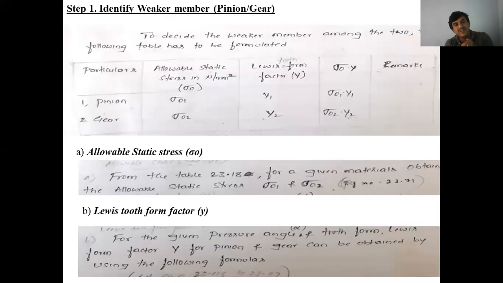First, you have to identify the weaker member. This is step number 1, identify the weaker member. Which one is weaker? Whether the gear is weaker or the pinion is weaker? How do you decide? We have a table, so go for constructing a table. In the first column, particulars, always 1 stands for what? Pinion. 2 stands for gear. Pinion and gear, the particulars.